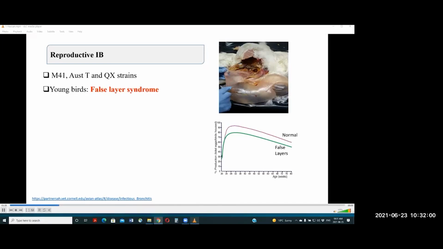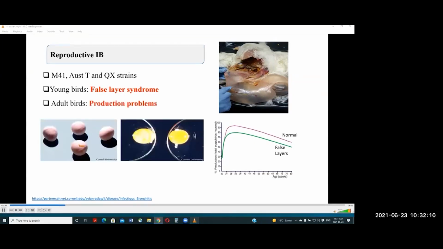This problem is known as false layer syndrome, and flocks with false layers usually do not reach the production levels of a normal flock, as shown in the lower graph. But when infection occurs in adult birds, it can cause a drop in egg production and production of eggs with inferior quality.